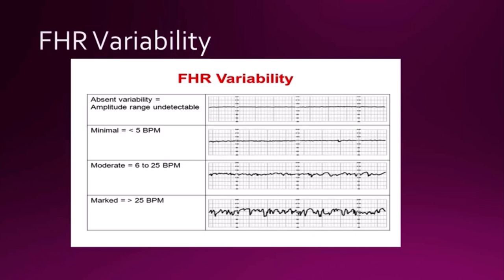Your moderate variability is what we like to see. That means our baby is happy in utero right now. So moderate variability is good. And marked means that there's something going on inside, so we need to make sure we fix it.